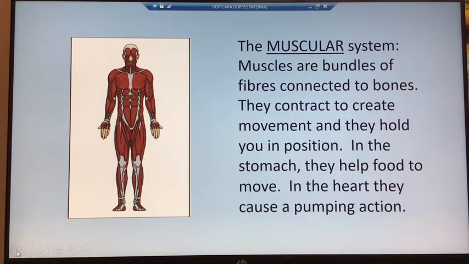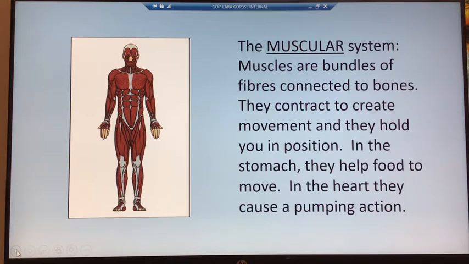The muscular system, now muscles are bundles of fibres that connect to bones. They contract to create movement. So if you held your arm out and then you pulled your hand up towards your shoulder, it's moved because your muscles have contracted. They've shortened to bring your fist upwards.